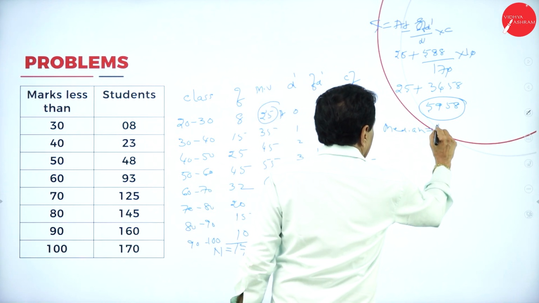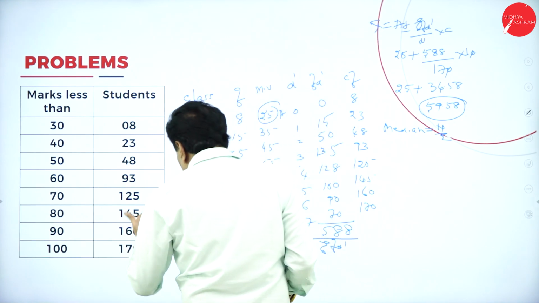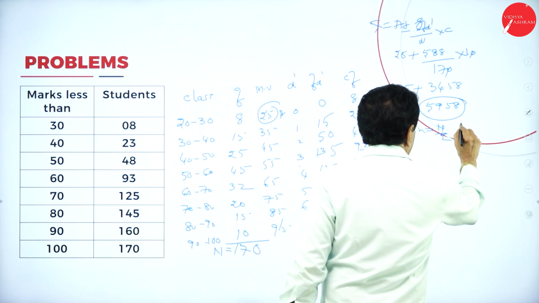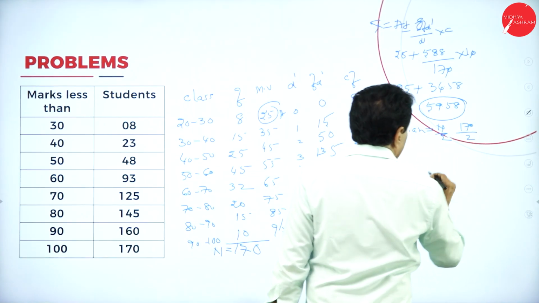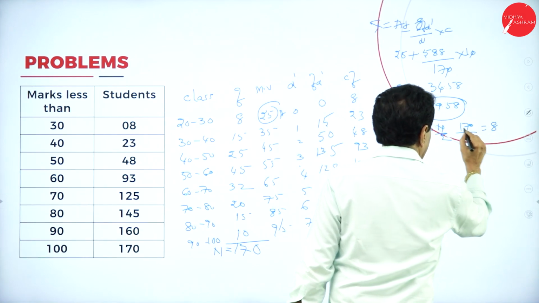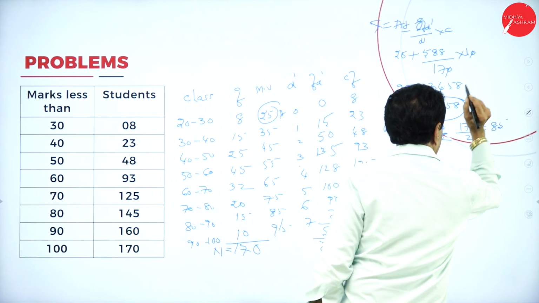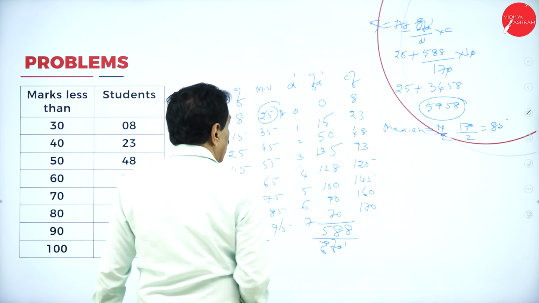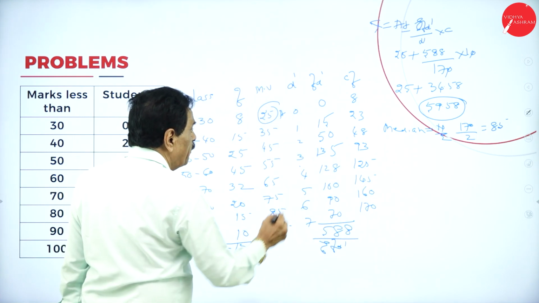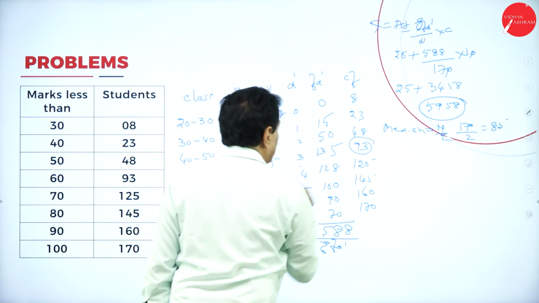Median is equal to n by 2. What's your n, the number of frequency? It is 170 divided by 2. 2 8s are 16, 1 remaining, 85. Find out 85 in CF. 85 will come under 93.